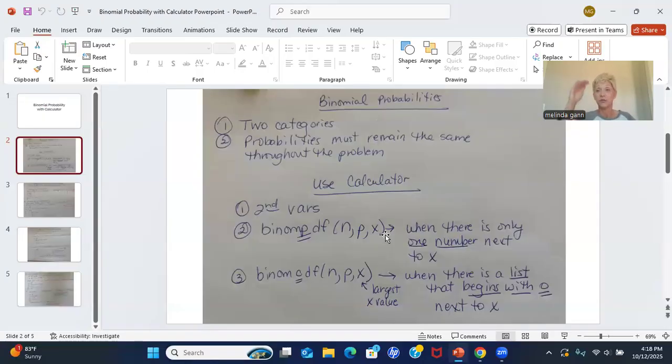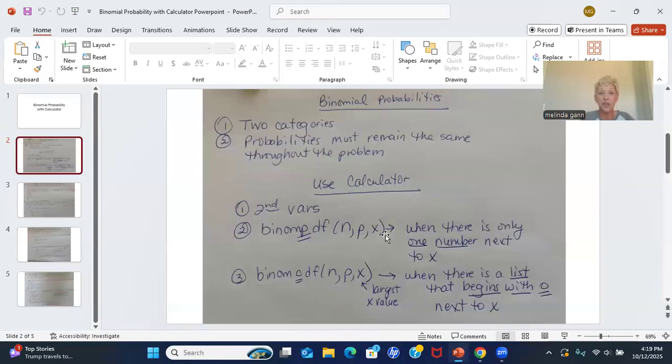So you scroll down and find binomial PDF, you enter, and then you type in your N, a comma, your P, a comma, and your X, and you close the parenthesis, and you hit enter, and the answer just pops up. It's fabulous. But if you type them in the wrong order, it's going to get mad at you and give you an error message. So it's N and then P and then X.